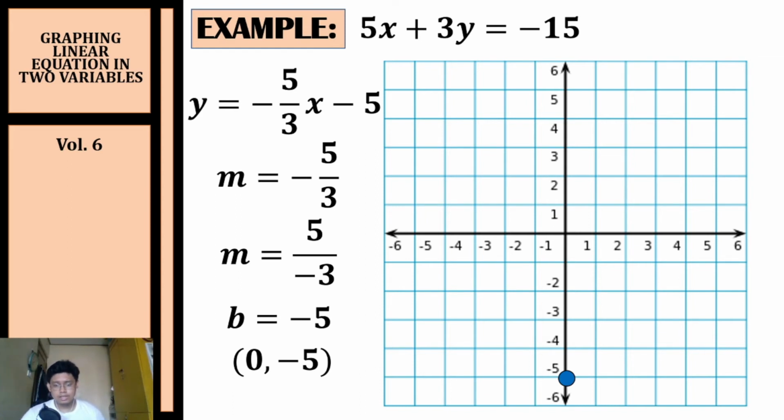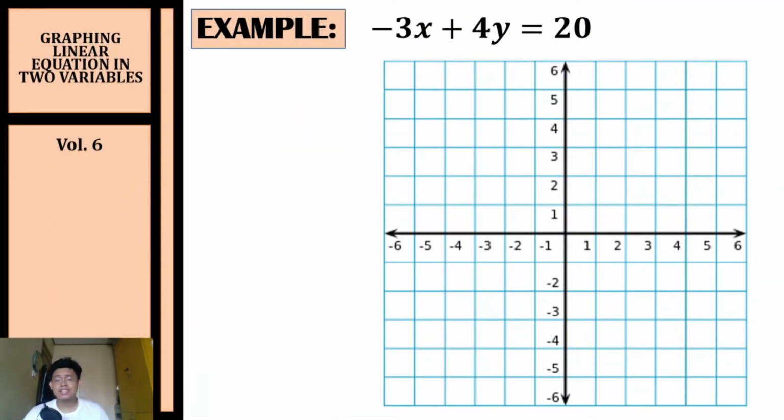So let's count the number of units going up and going to either left or right. Since our numerator is positive, we're going to move 5 units up and 3 units to the left because it is negative. So this will be the location of our next point. Then after that, let's connect the points, and this will be the graph of our equation 5x plus 3y is equal to -15.